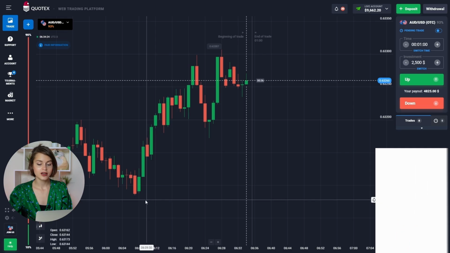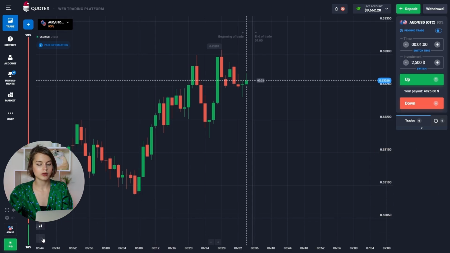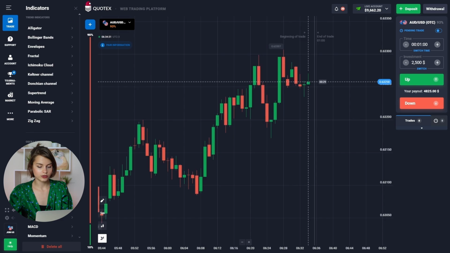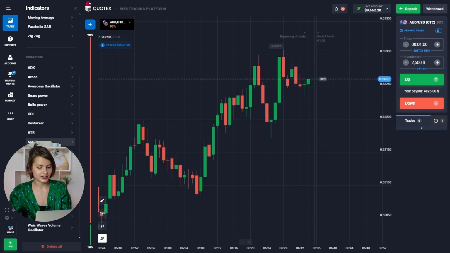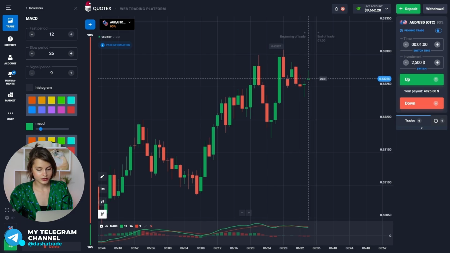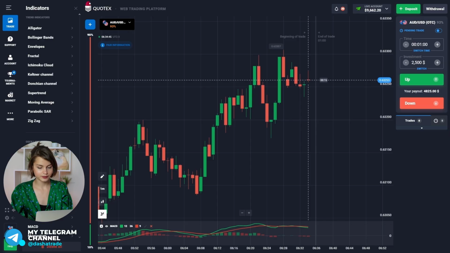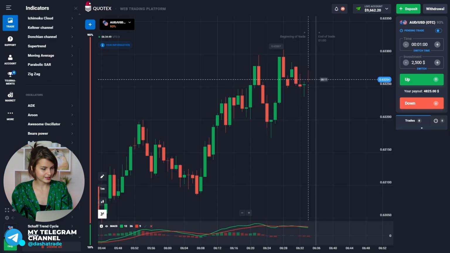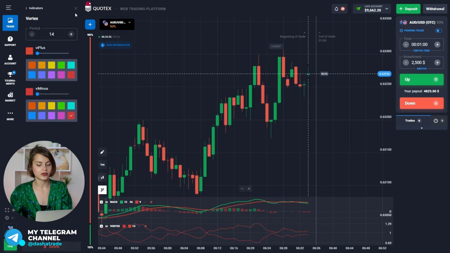Enjoy watching. Firstly, let's add two indicators with the help of which we'll be trading today. We go to the indicators section. The first indicator we need is the MACD indicator. Click it. Add an extra pixel to the green and red lines. Then the next indicator we need is the Quotex indicator. Here it is. And we add it and leave the default settings.